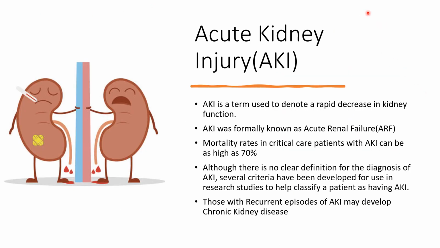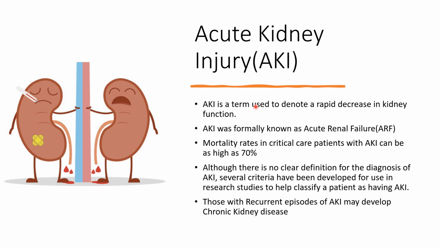So now finally, we have acute kidney injury. So acute kidney injury, or AKI, is a term used to denote a rapid decrease in kidney function. AKI was formerly known as acute renal failure. They switched over to calling it acute kidney injury because acute renal failure was too broad. They wanted a term that showed more gradual changes in kidney function. So mortality rates in critical care patients with AKI can be as high as 70%. So that shows you how dangerous AKI can be.